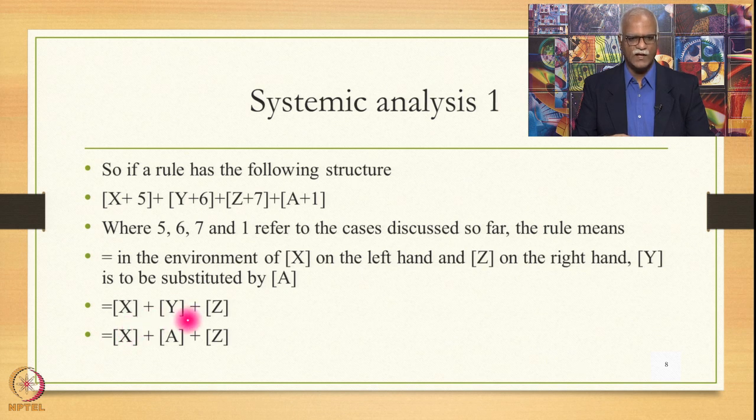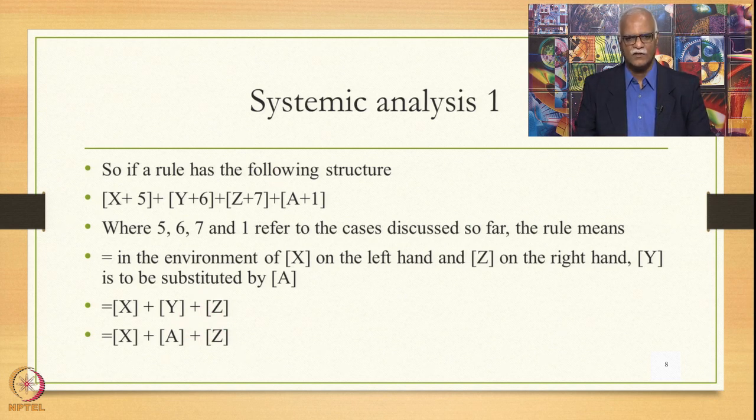X plus y plus z, where x forms the left hand side environment and z forms the right hand side environment, and both these are the environments with respect to y. Y comes in between x and z. Then this particular rule would apply and generate the output in the form of x plus a plus z. So y gets substituted by a when y comes in the environment of x on the left hand side and z on the right hand side.